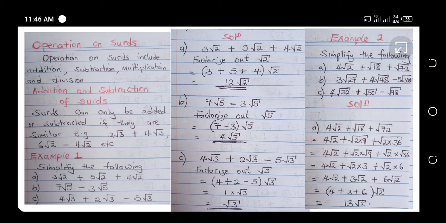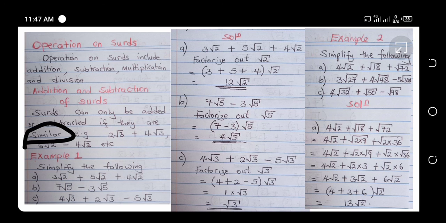So let us first begin with addition and subtraction of Surds. We see how we simplify Surds in addition and subtraction. Let us begin with the first statement: Surds can only be added or subtracted if they are similar. Take note of this very well.